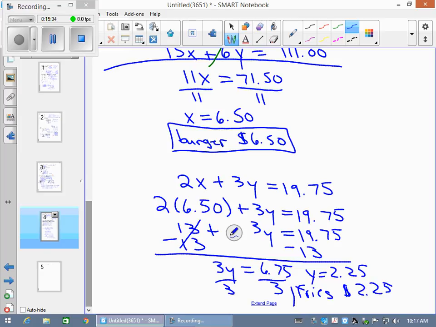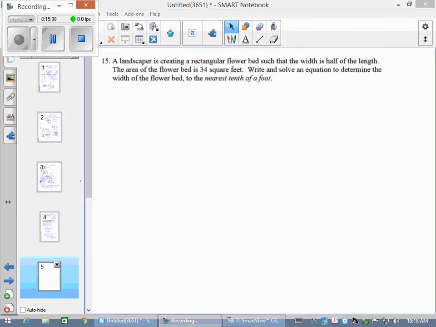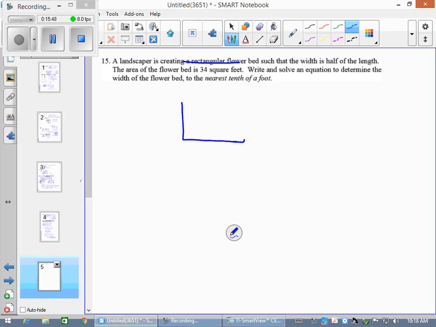So for the last question, question 15, we're told that a rectangular flower bed has a width such that the width is half the length. The first thing I'm going to do is start drawing myself a rectangle, and they tell me the width is half the length. So if the length is x, then my width would be half of that length. They also tell me that the area is 34 square feet, so I'm going to label that in my diagram.